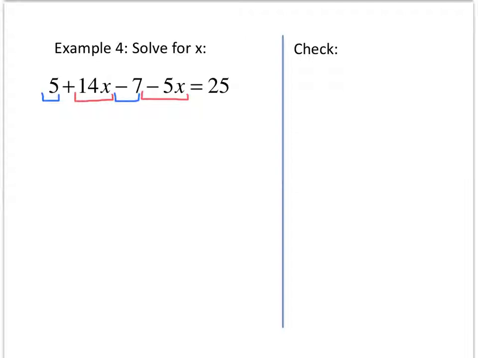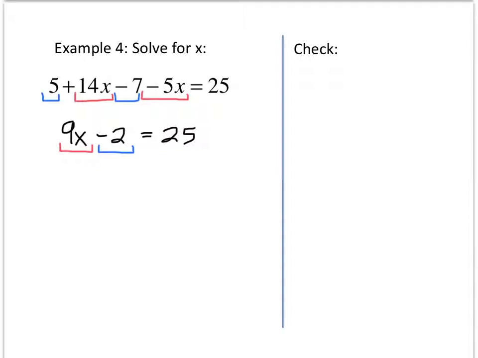So first, let's start with the 14x and the negative 5x. 14 minus 5, that leaves me with 9x. Similarly, the 5 and the negative 7 in the blue here combine to a negative 2. And I'm still left with equal to 25. Good, so again, all we did was combine our like terms. The 14x and the negative 5x gave us 9x. The 5 and the negative 7 gave us negative 2. And now we're back to solving.